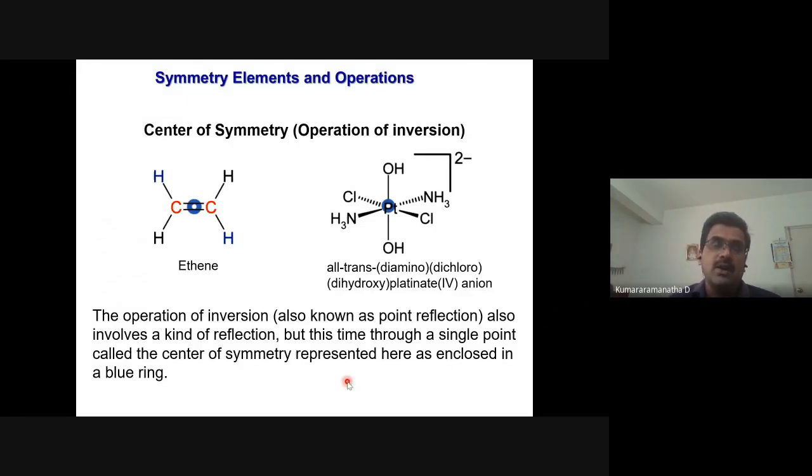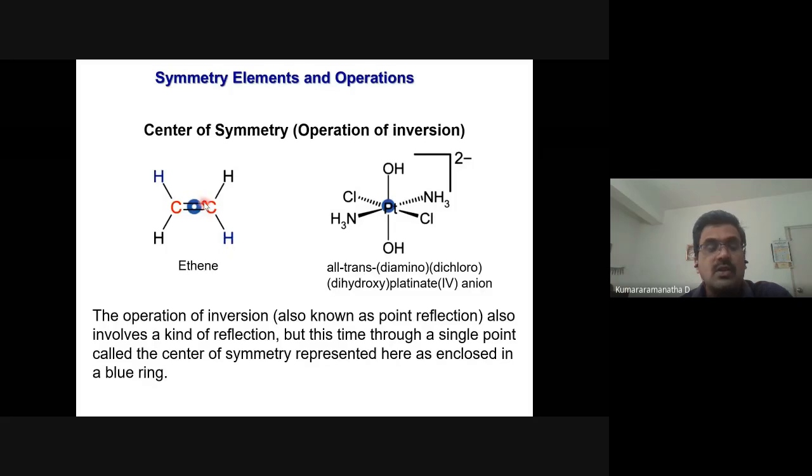We can also have a center of symmetry. You can see here for the ethylene molecule, this hydrogen and this hydrogen are inverted. For example, this is +1, this is 0, and this is -1. I'm just giving you an example. What exactly is inversion? Inversion is a point reflection. So this point is being reflected here.